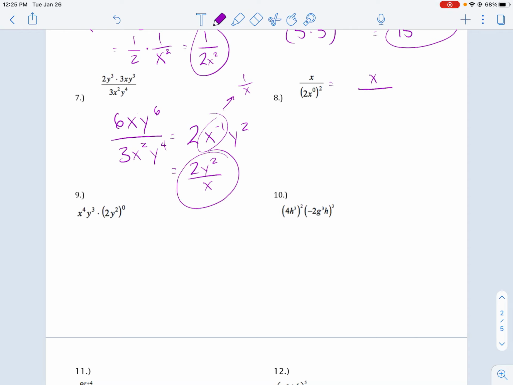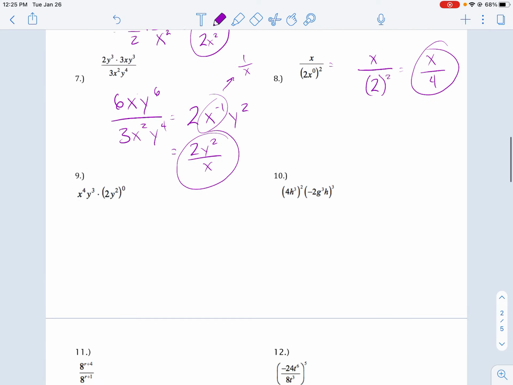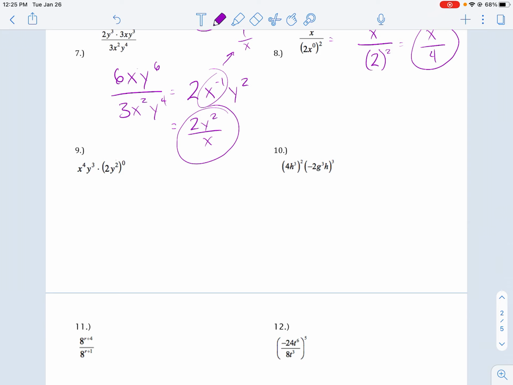Take a look at the next one. So this is going to be x raised to the 0 power is 1. So I'm going to have 2 squared, which will give me x to the 4th. Number 9. This is raised to the 0 power, so that's automatically going to be a 1. And then that's really about it. All right, can't do anything else with those guys. And so there we go. Moving to the next one.